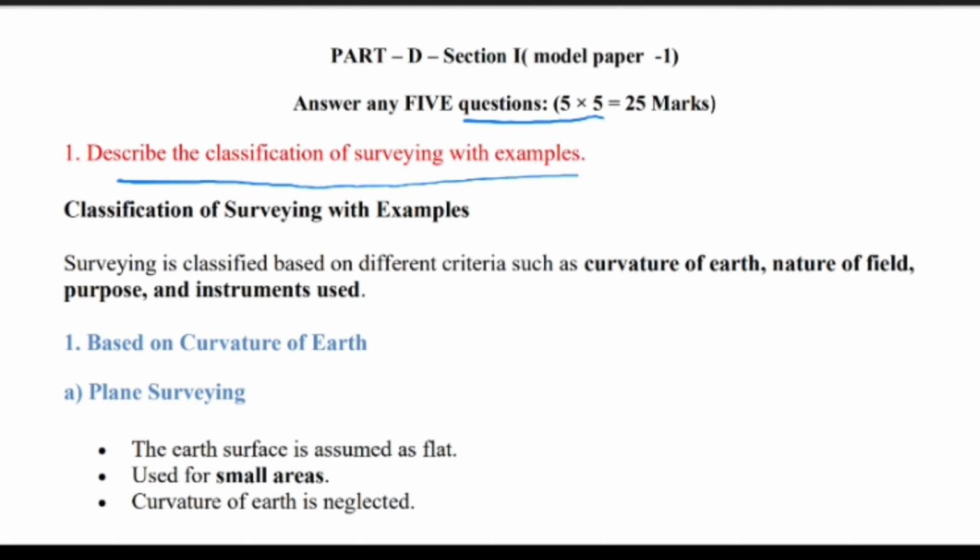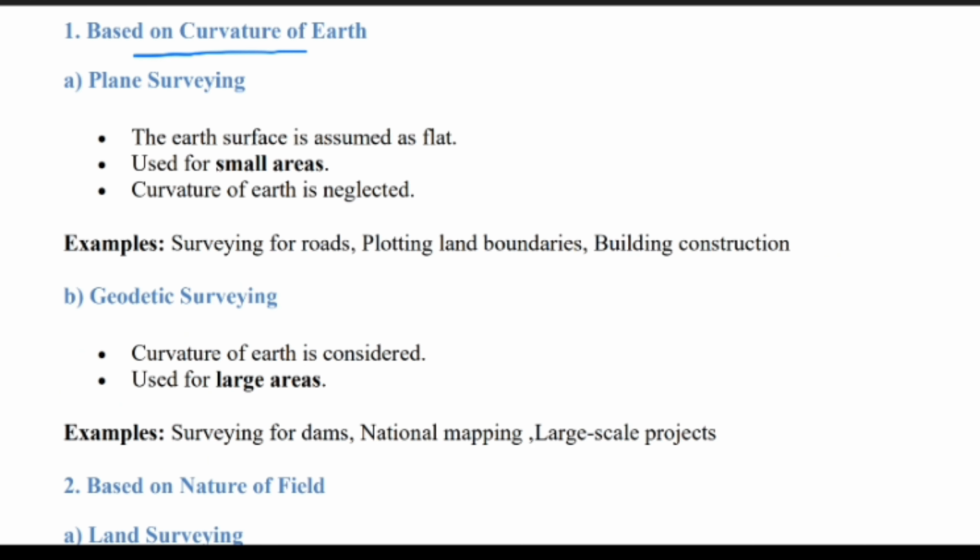We can classify surveying based on certain criteria. They are curvature of the earth, the nature of the field, purpose and instrument. Based on the curvature of the earth, we can divide it into plane surveying and geodetical surveying. In plane surveying, we consider the earth as flat. We can use it for small areas.